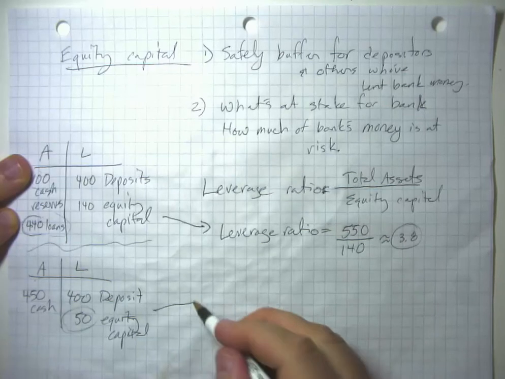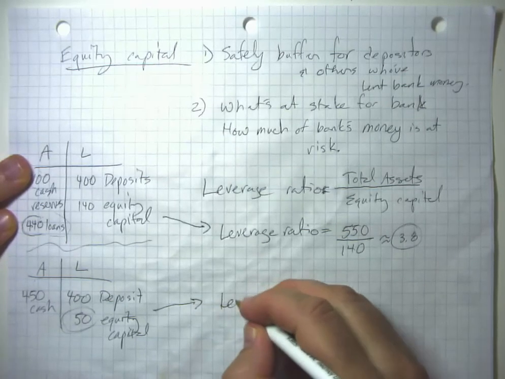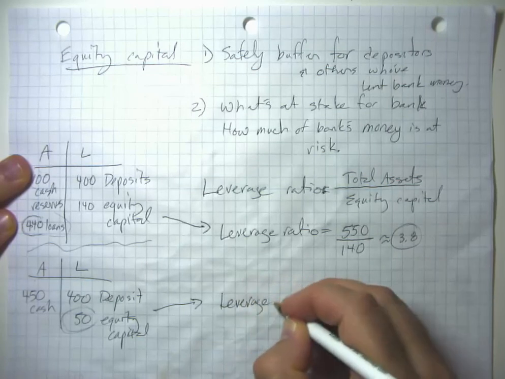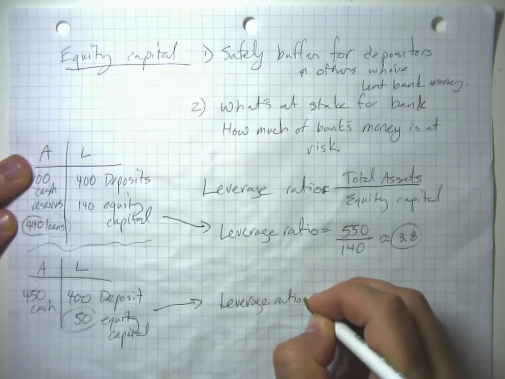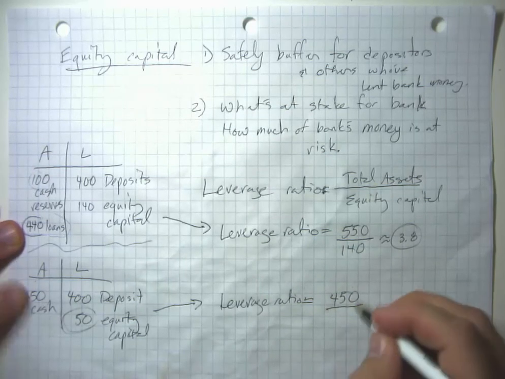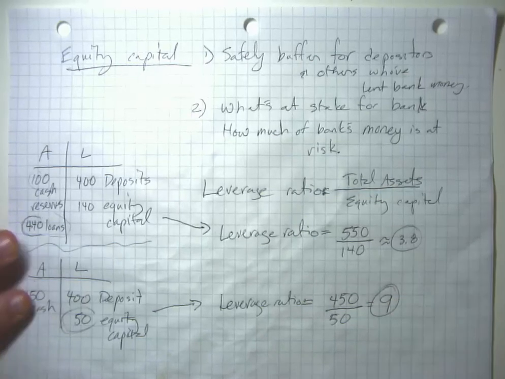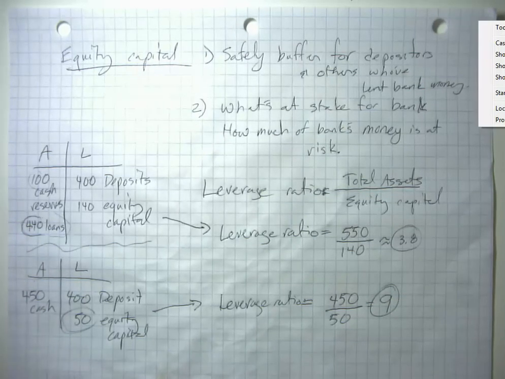Down here, after the bank takes these losses, what's its leverage ratio now? Well, it has $450 worth of total assets, and it only has $50 of equity capital, so its leverage ratio is something like 9. So we'll go ahead and stop there because that's long enough.